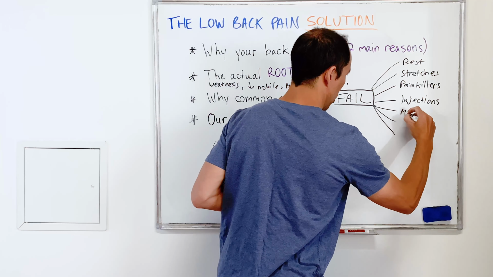The thing is, if we look at it, and we look at this other list, the actual root causes of low back pain, we can see that this one, this one, this one, this one, this one, outside of the exercise piece, and this one, don't address these root causes, because these root causes are related to how your body functions, your musculoskeletal system, and basically how you move. Rest, stretching, painkillers, injections, manual therapy like chiropractic adjustments and surgery do not change how you're moving your body.